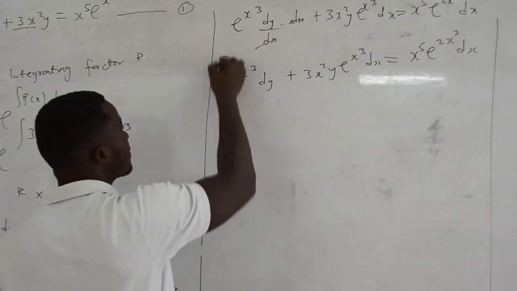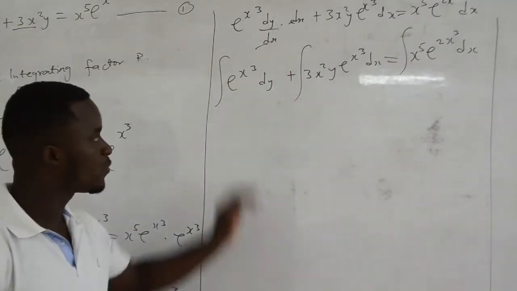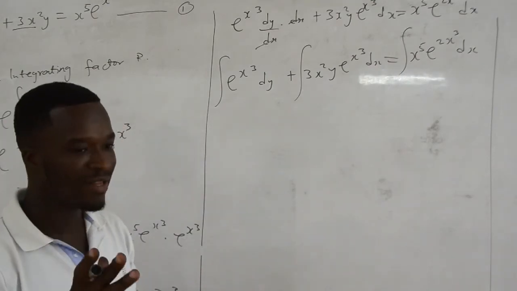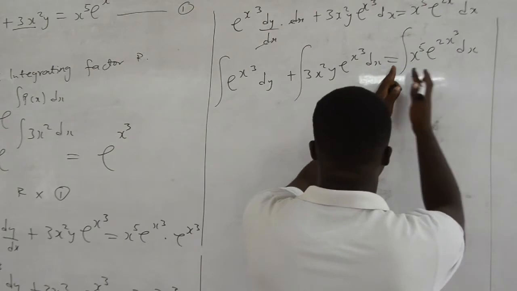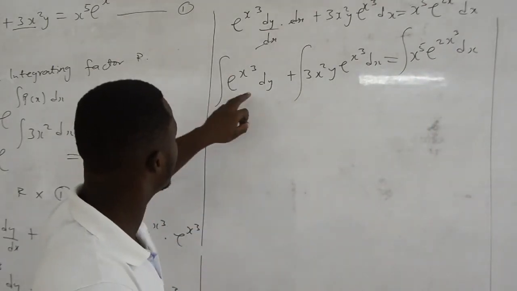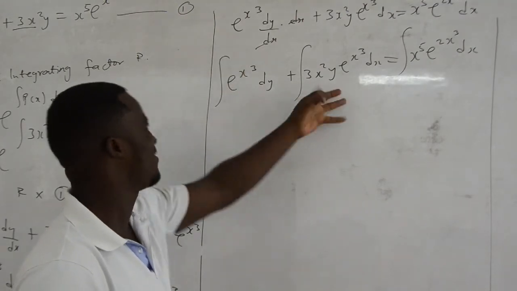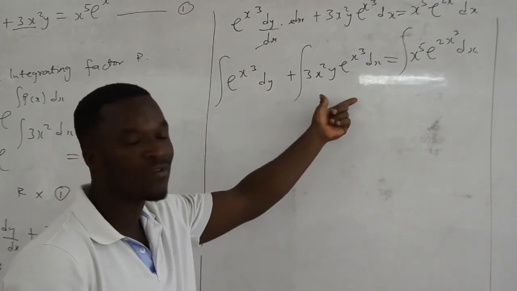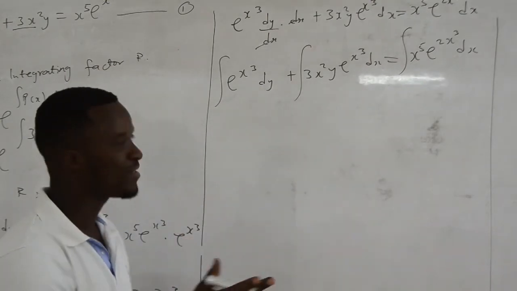Then we have to integrate both sides. Check the left hand side. Whenever I see the left hand side, this equation is divided into two parts. This is the right hand side, this is the left hand side. The complex part on the left was what? e exponent x to the power of 3 dy. If we want to integrate this one, it will be difficult. So the less complex one will be this side. Just check this one. The less complex one will be this one.